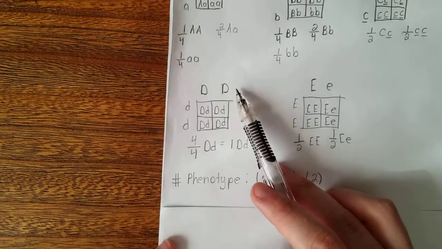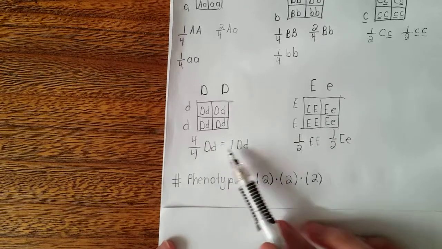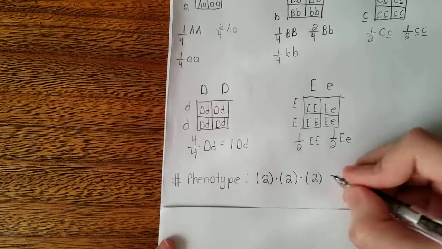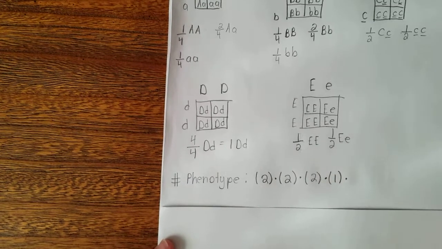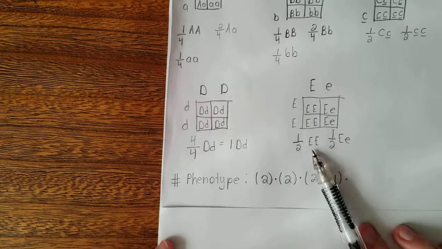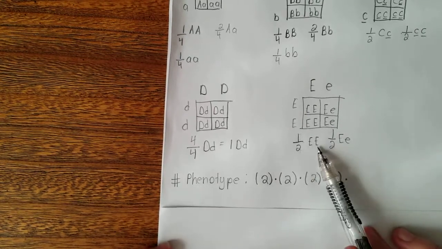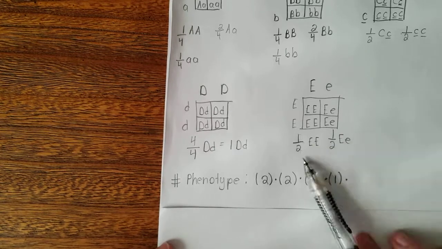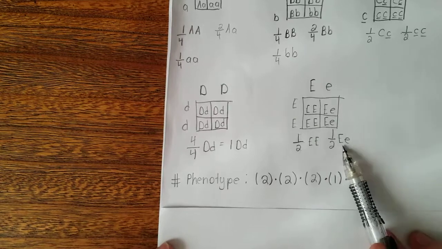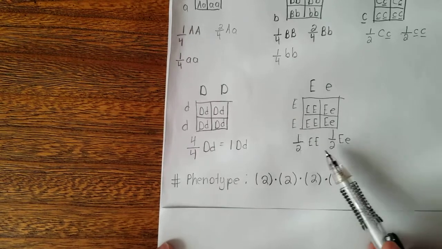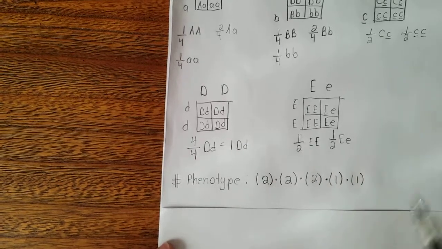So we have big D, right here. So we have 4/4 big D, little d, or 1 big D, little d. So that's just one phenotype. Times the next one. So we have 1/2 big E, and 1/2 big E, little e. Big E and big E, little e, they're the same phenotype because big E is dominant. So therefore the big E phenotype is going to show. So we have only one phenotype in that one.